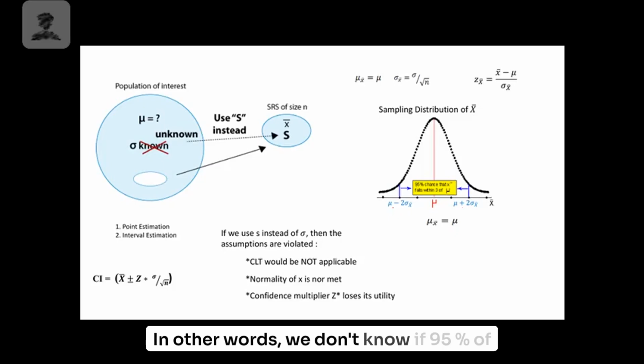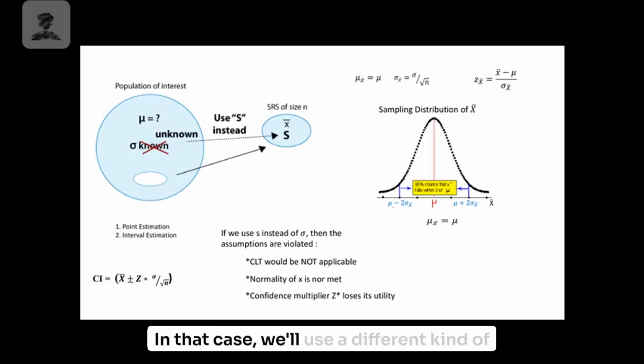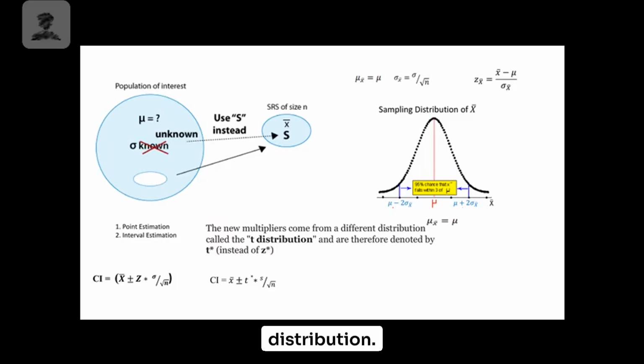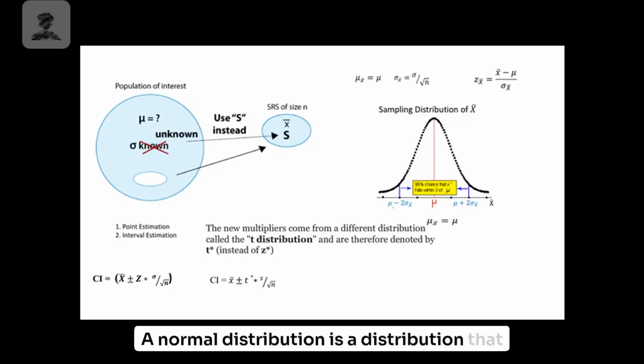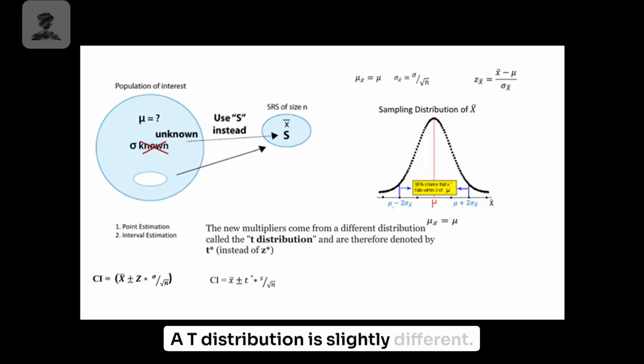In other words, we don't know if 95% of observations will fall here because we don't know that this is normal. In that case, we'll use a different kind of multiplier, and that multiplier is called t. A t multiplier comes from a t distribution, just like a z multiplier comes from a normal distribution. A normal distribution is a distribution that is symmetric, unimodal, right, with a high peak and very low tails. A t distribution is slightly different.